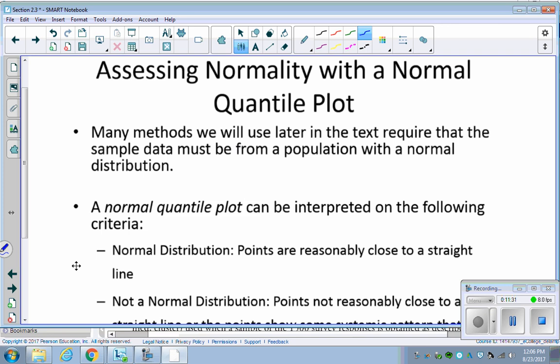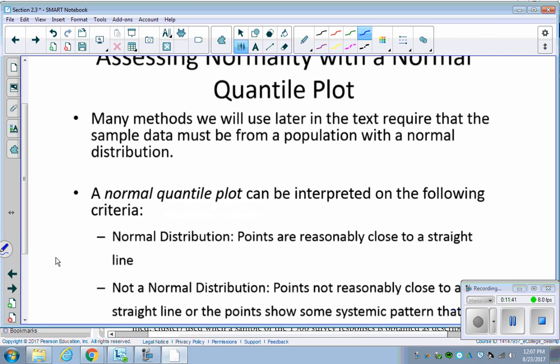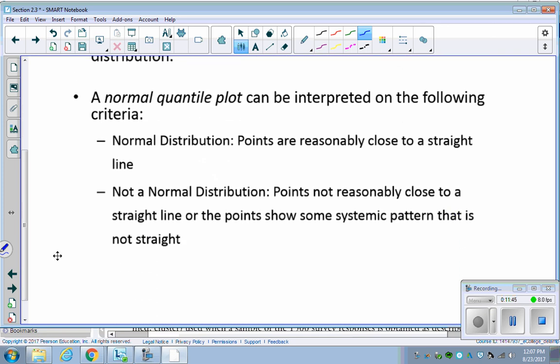So assessing normality, there are going to be a lot of different methods that we're going to use in the course for getting sample data from a population with a normal distribution. When we look at a quantile plot, it can be determined to be a normal distribution if the points are reasonably close to a straight line. It's not a normal distribution if it's not a straight line or the points show some systematic pattern, a wave. That would really be like a quadratic function, so that would be a not normal distribution.